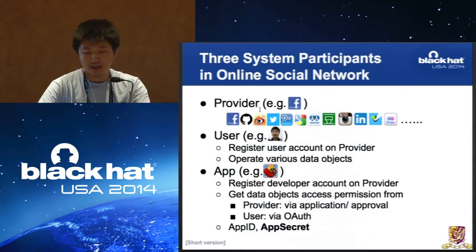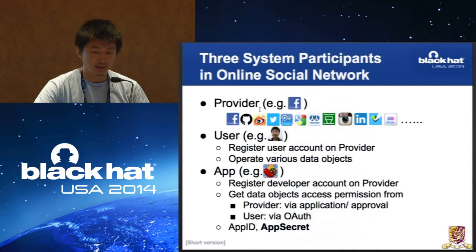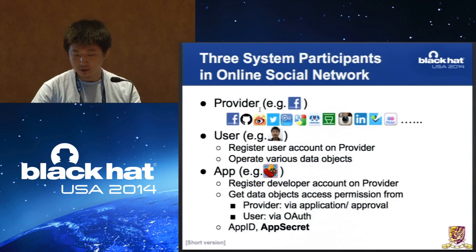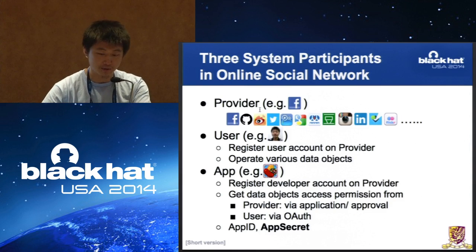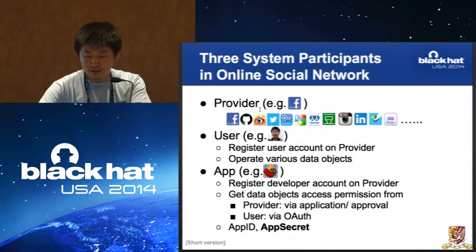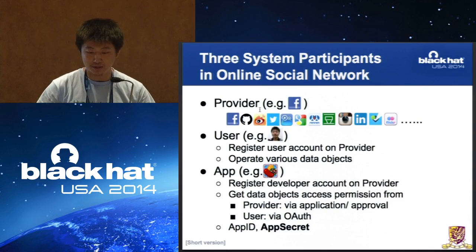There is also another type of entity called an app, for example, Candy Crush. There are web apps and mobile apps. Basically, you first need to register a developer account on those providers. Then you can get data access permissions from the provider or from the user via some kind of approval process, or via authorization protocols we'll detail later. OAuth is one of them. The important thing for an app is that it has an app ID and an app secret. The app ID is the identifier for the app, and the app secret is a shared secret between only the provider and the app.